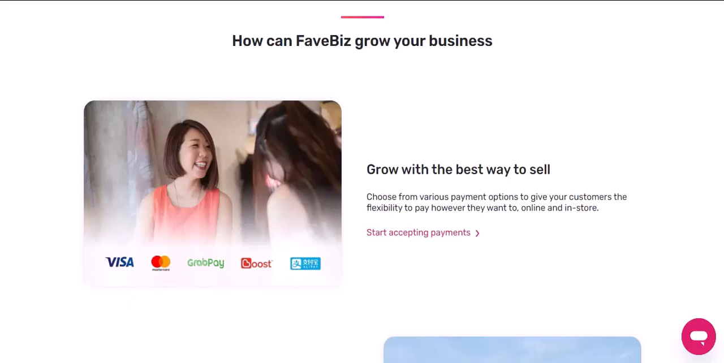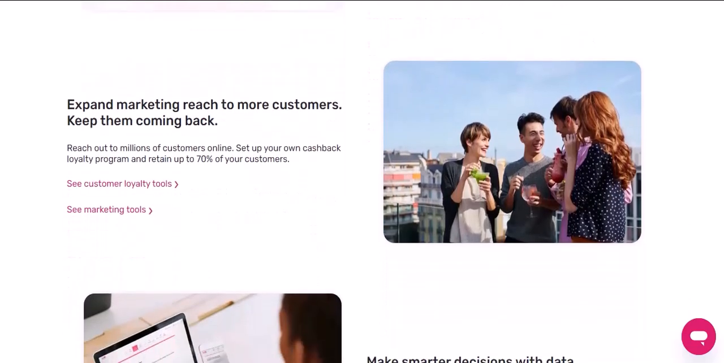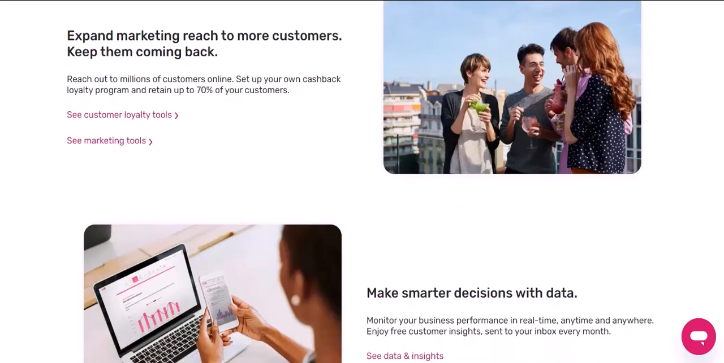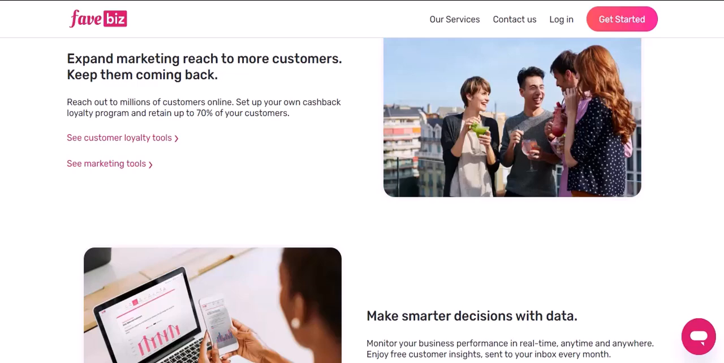The benefits of FavePay cashback. Summarize the advantages of using FavePay cashback, such as saving money on everyday purchases. Share success stories or testimonials from users who have benefited from FavePay cashback.